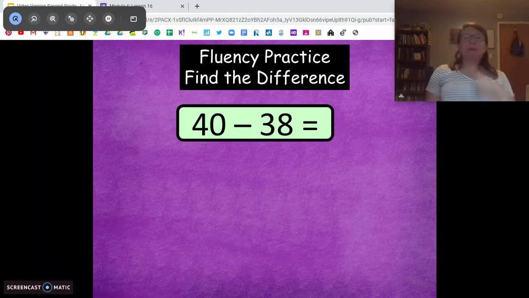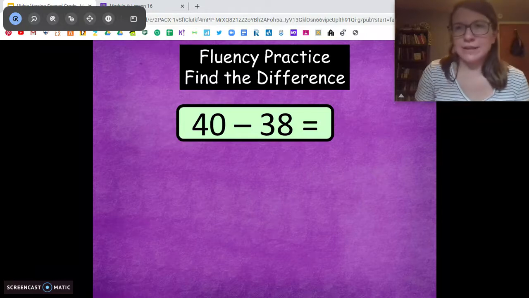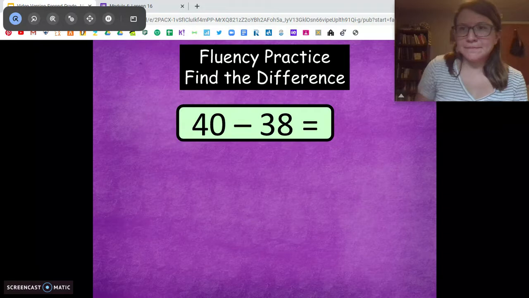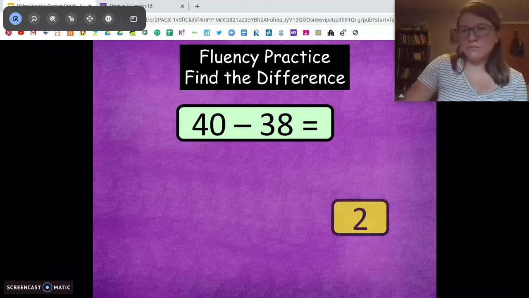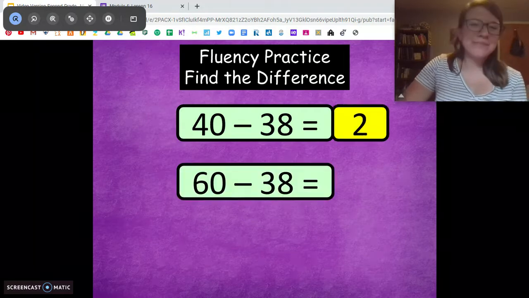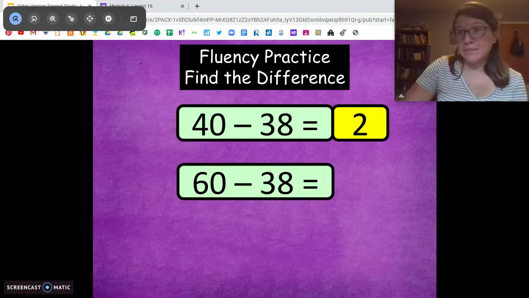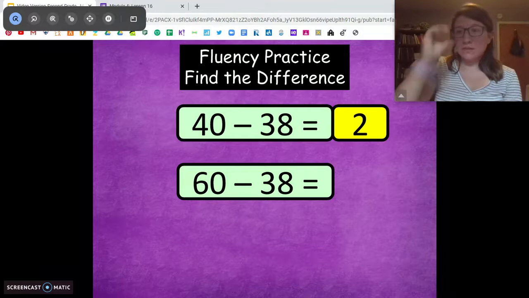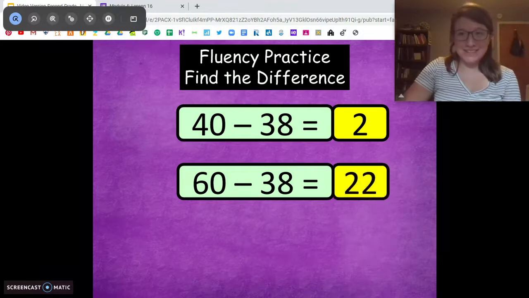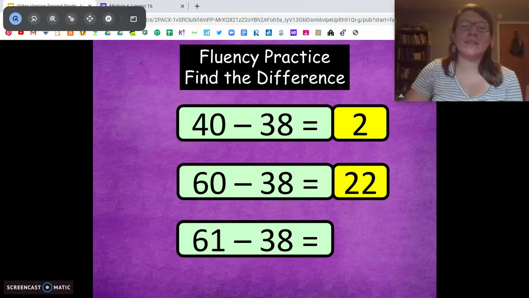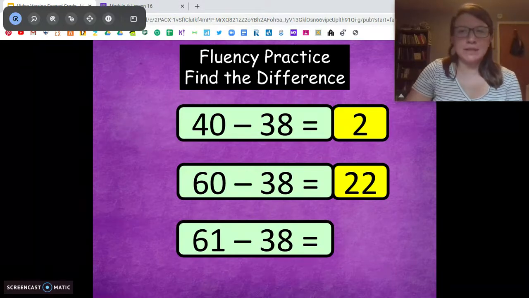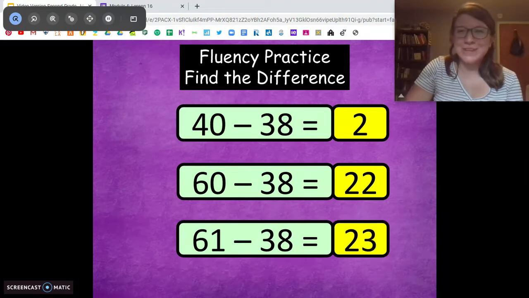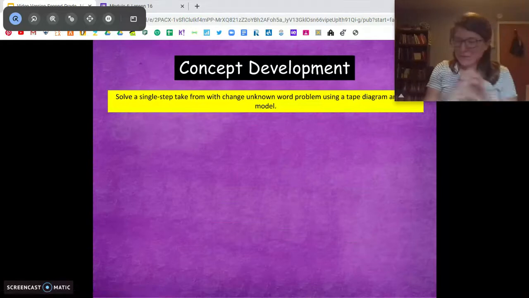All right, try this one. 40 minus 38. You should know that one pretty easily. Ooh, did you get 2? Good job. What about 60 minus 38? See if you can notice a pattern between those two problems. 22. Good job. It's just 20 more. Try 61 minus 38. Use 60 minus 38 to help you. 23. Good job.